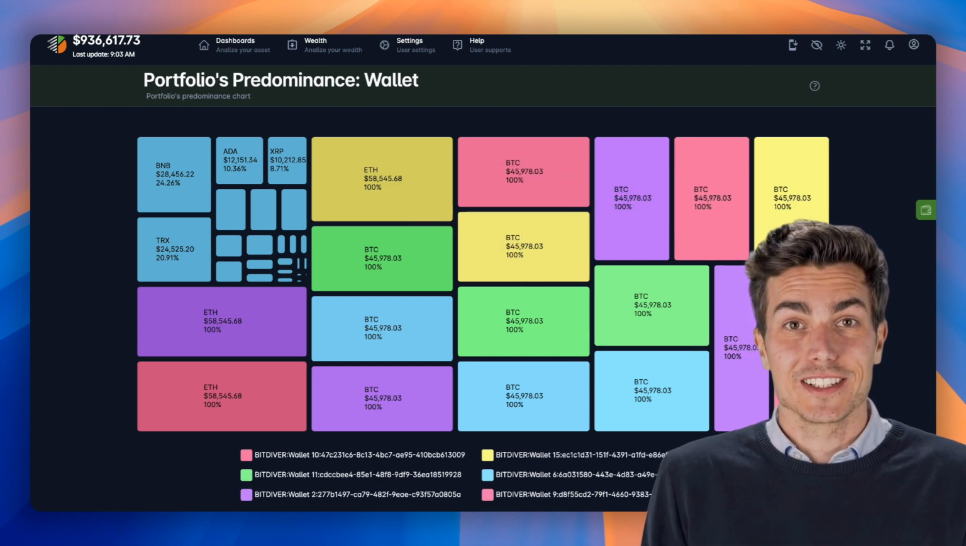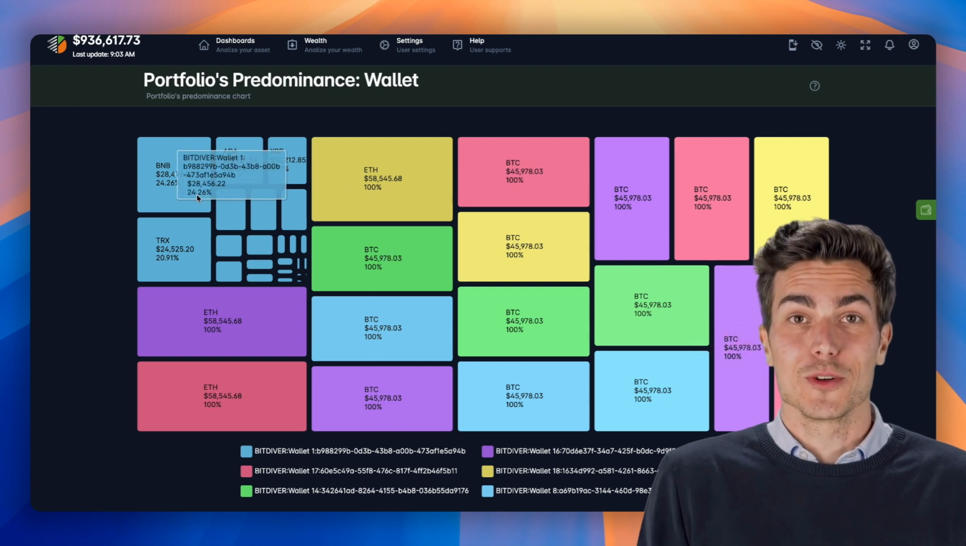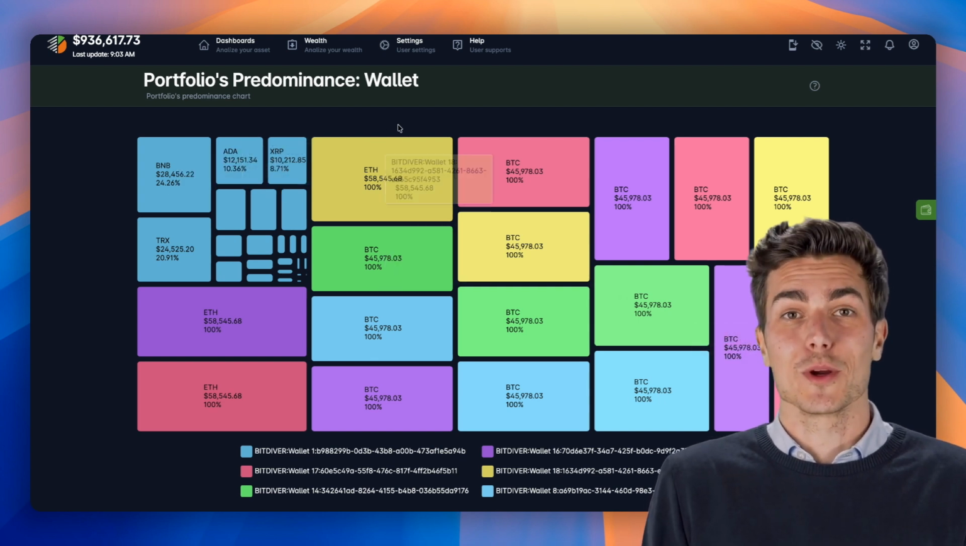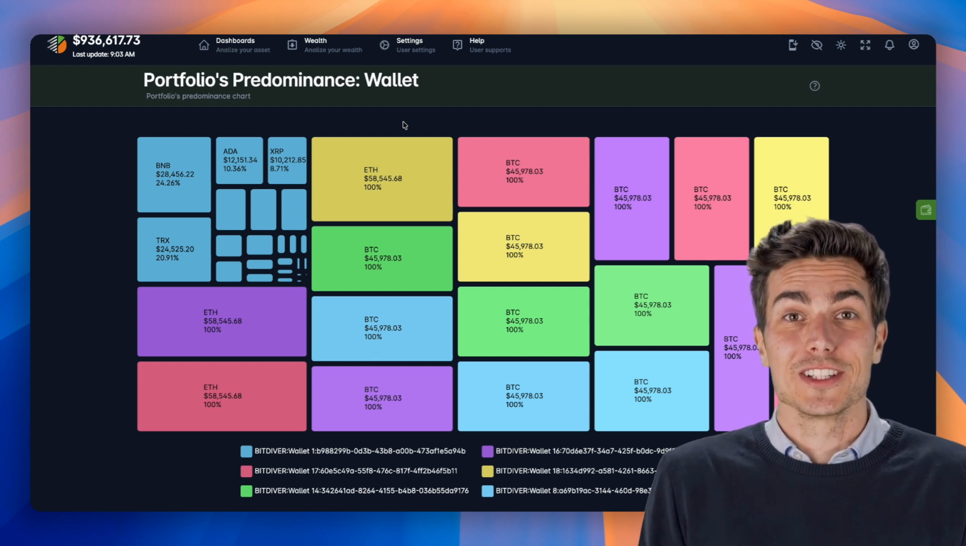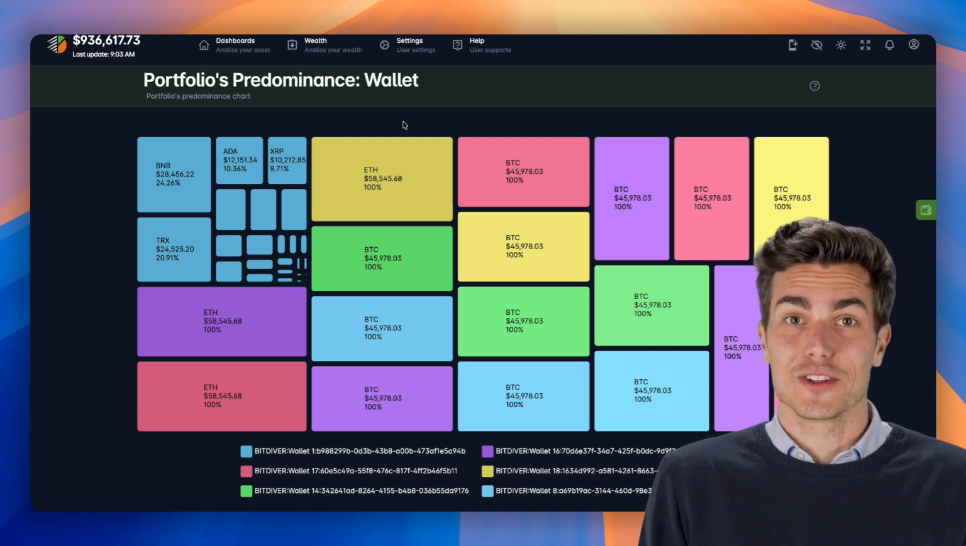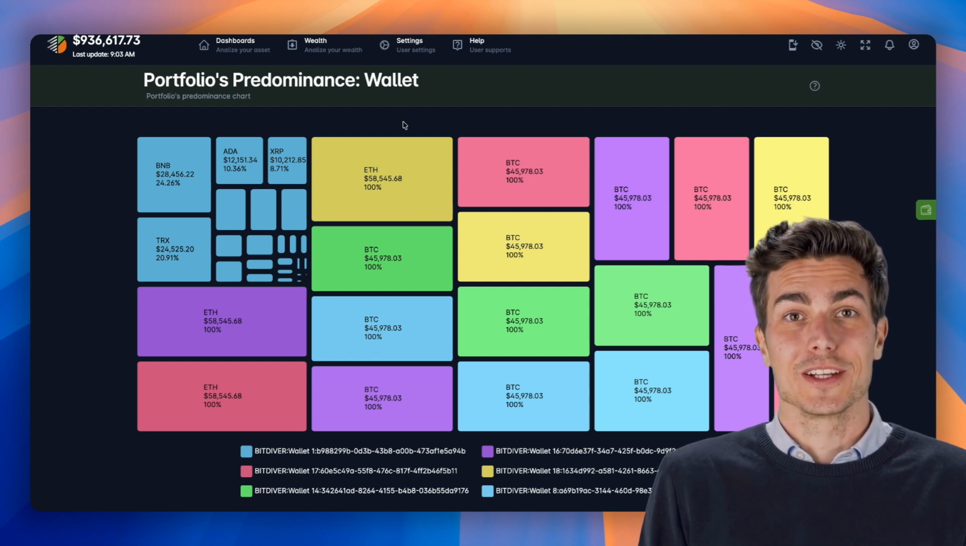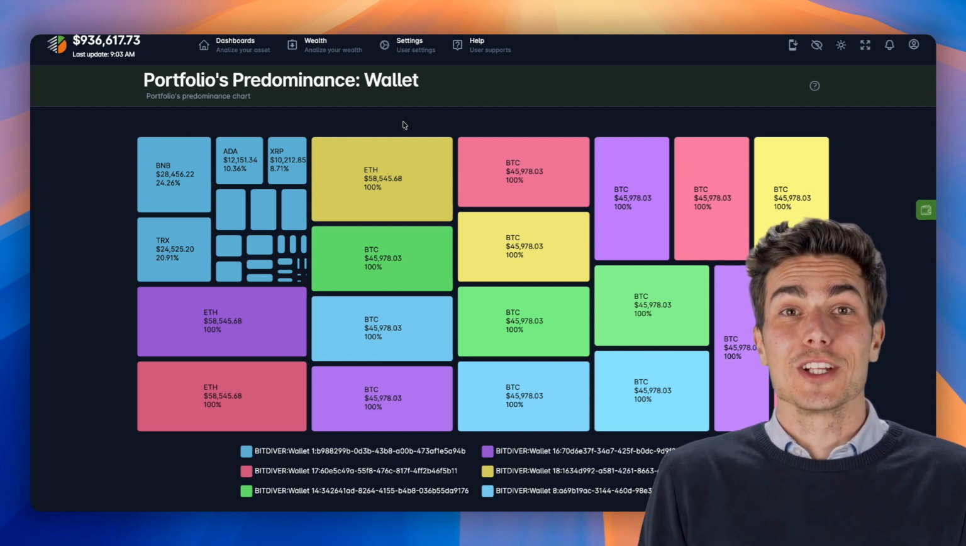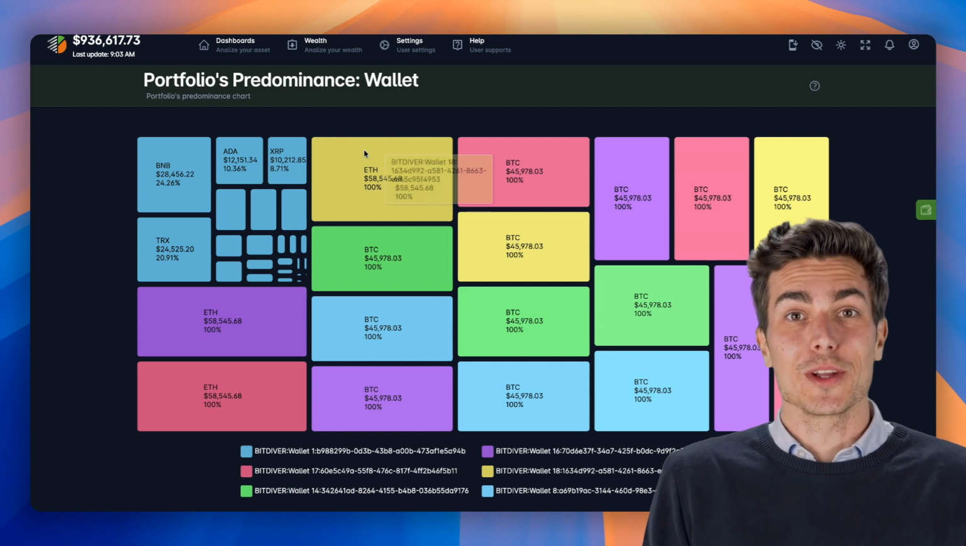Let's start with the basics. What is meant by portfolio predominance? Predominance represents the percentage weight of a single crypto or a wallet relative to the total value of your portfolio, based on the hierarchy chosen for the analysis. In other words, this chart shows you how influential each element is within your overall portfolio.